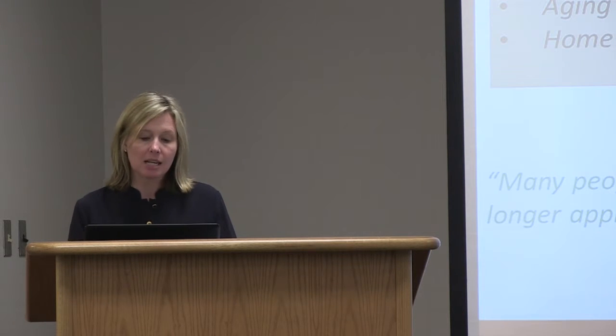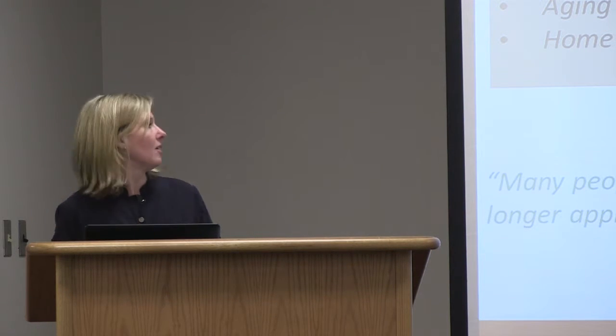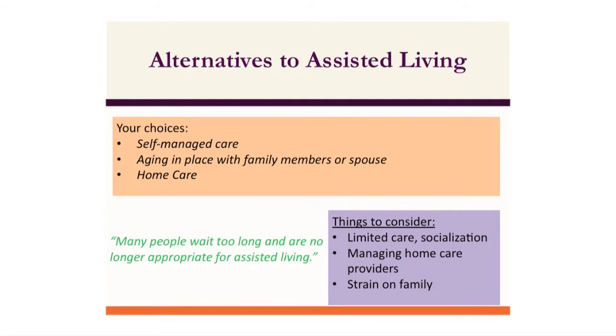Should that not be right for you, what are your choices? As far as alternatives, if John were to stay at home, he would need to be able to manage his care. So if his family was going to have someone come in and take care of him, he would have to manage that. We live in Connecticut, we are hardy New Englanders, but if there is a snowstorm and someone can't get to John, someone needs to make sure that he's okay. His other option is to stay with family members or a spouse, or have home care come in, that companion piece.